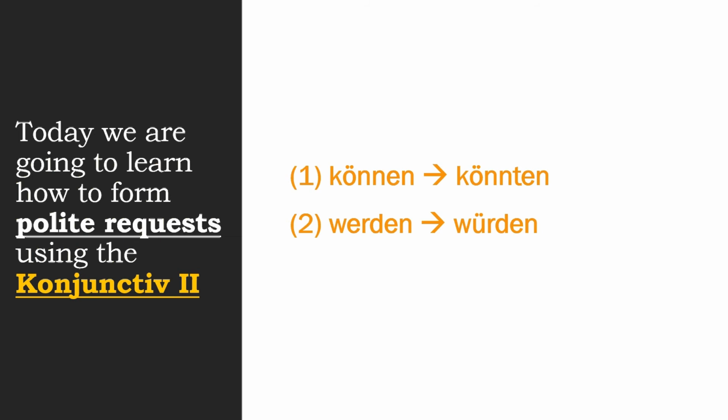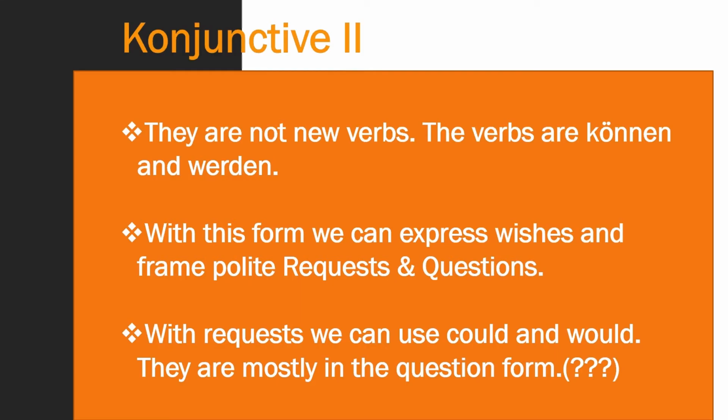Today we are going to learn how to form polite requests using the Konjunktiv II. Konjunktiv II can be used in German grammar for several other things, and this is one of them. It is also used to make wishes, but this video is only based on polite requests, how to frame the questions. Generally, to frame the questions in Konjunktiv II, we use two verbs, könnten and würden. Könnten has come from können, and würden has come from werden. We will be using these two forms to frame Konjunktiv II questions.